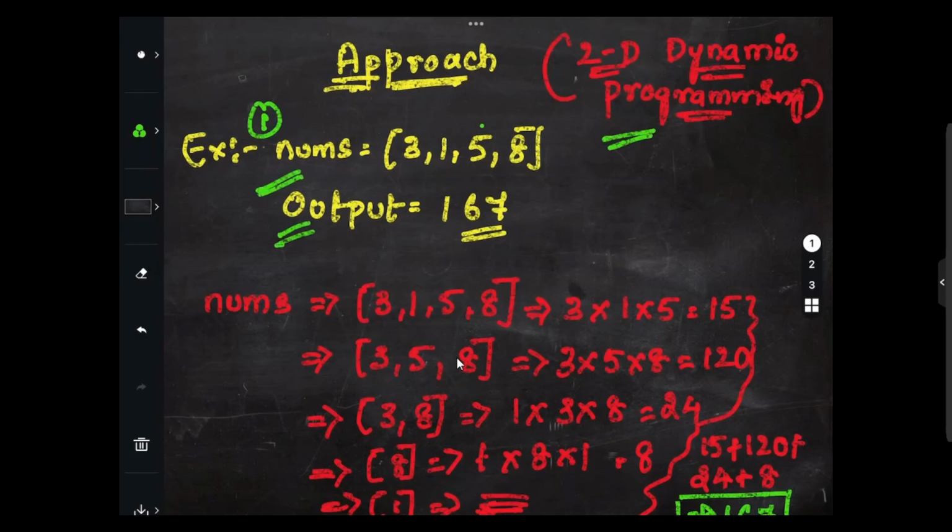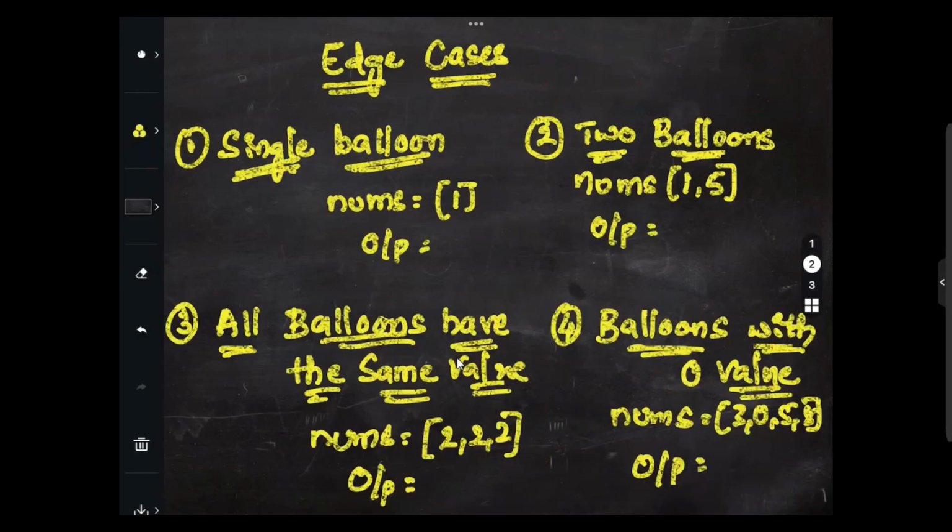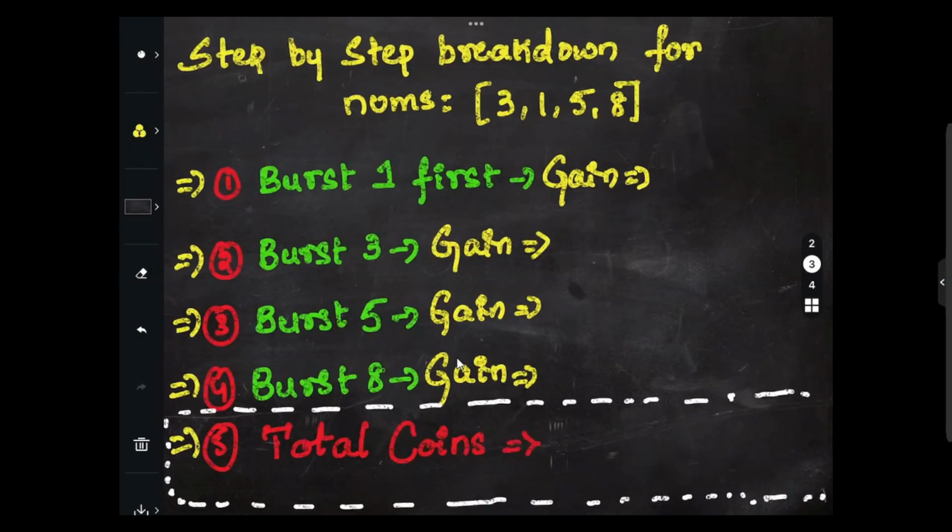So we will be using the 2D dynamic programming approach to solve the problem. The first question, same thing they have mentioned, that itself I have considered here. So this will be 167. We already discussed this one. Let's go step by step here. We'll be making use of the 2D DP, or 2D dynamic programming.